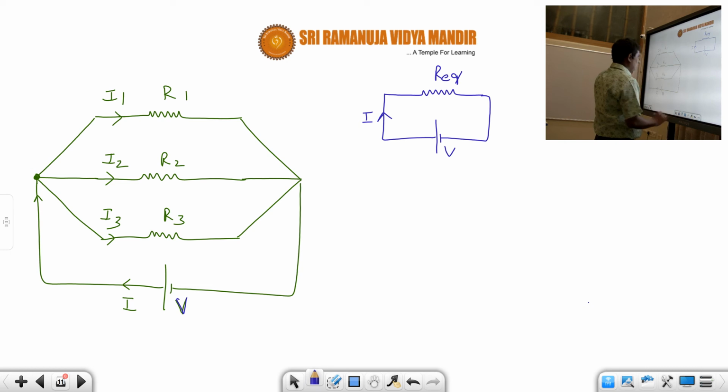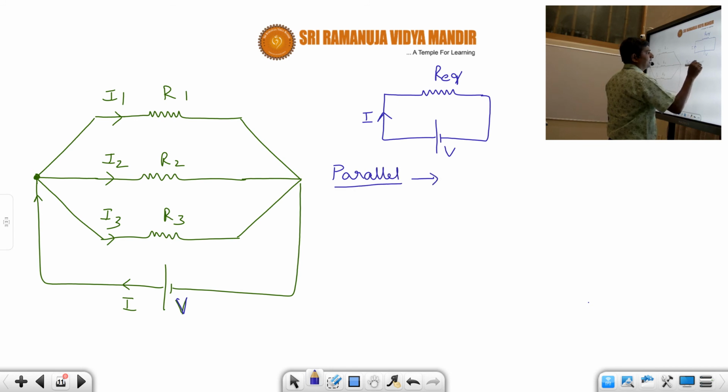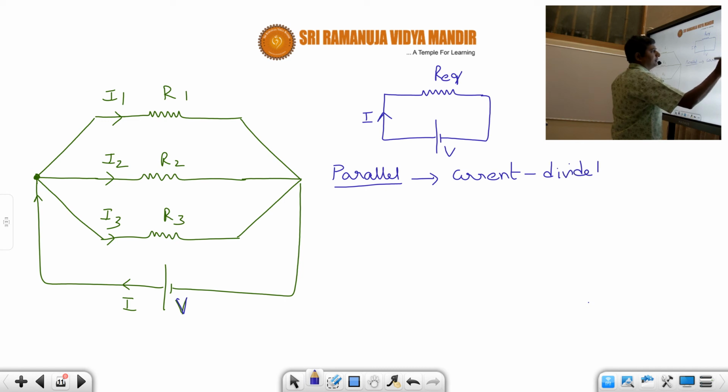Now let us see, students, how to do it. Here, as I told you, whenever we say parallel, what is the condition? Parallel means current will divide and voltage remains the same. Current gets divided and voltage should remain the same. This is the condition, students.